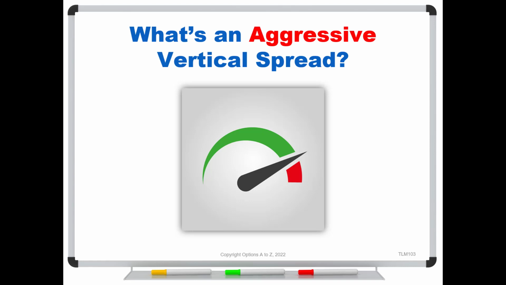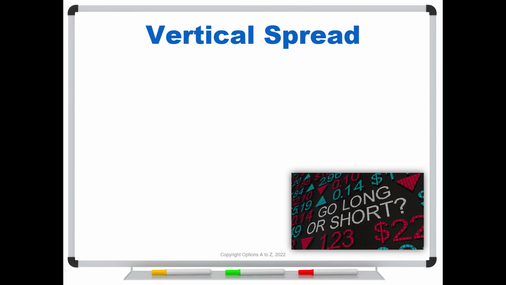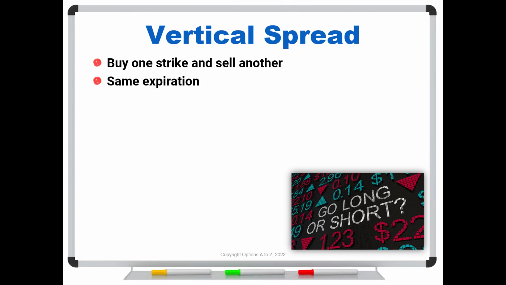What's an aggressive vertical spread? Well, recall, first of all, what is a vertical spread? If you're not familiar, I do have other videos in this forum on vertical spreads. But it's a strategy where you buy one strike and sell another. Both have to be calls or both puts, and they have to have the same expiration. So for instance, if you buy the 100-105 vertical call spread, that one happens to be a debit. The reason that it's a debit is the word buy. Whenever you buy something, it's going to be a debit.